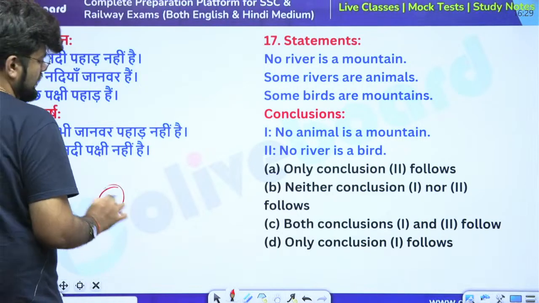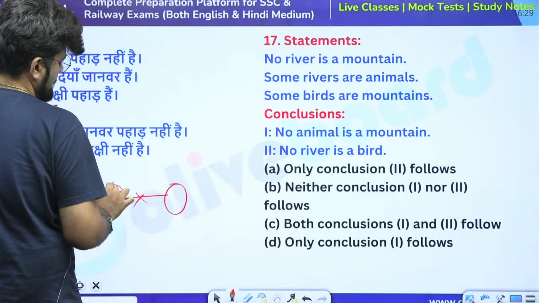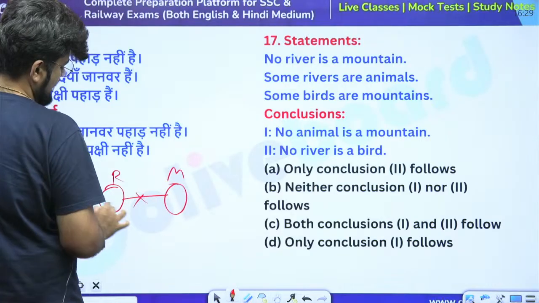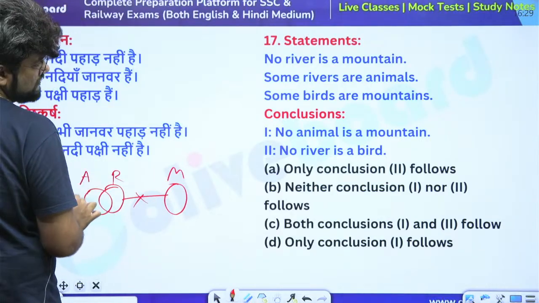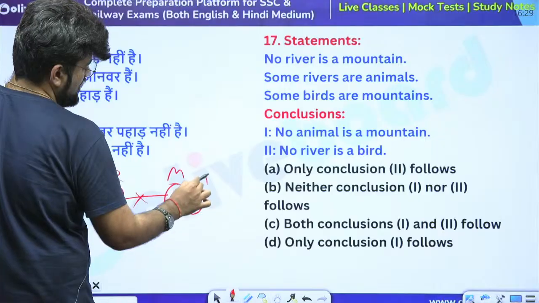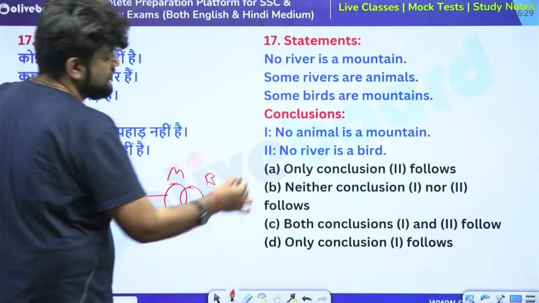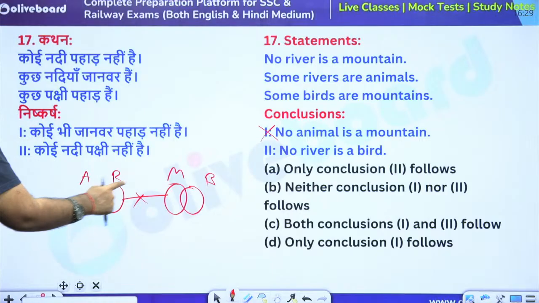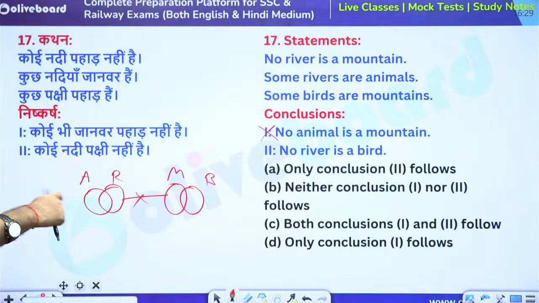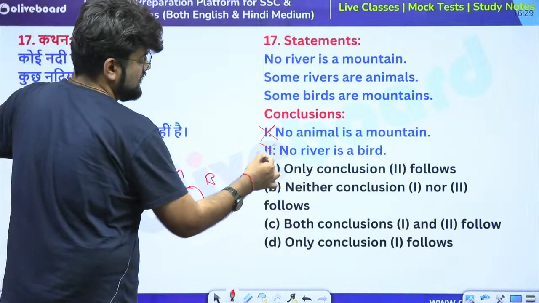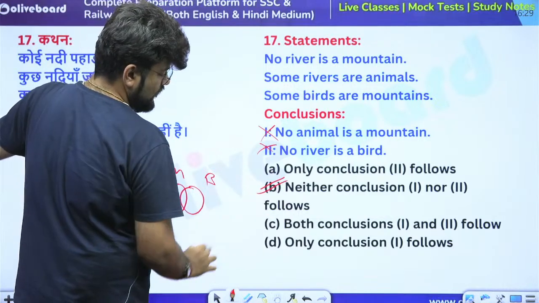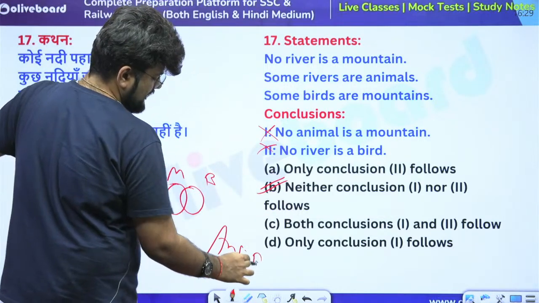So no river is a mountain. Some rivers are animals. Some birds are mountains. No animal is a mountain. Can't say that. Some animal is not a mountain is true. Some bird is not a river is true. But we can't say no animal, and no river is a bird. Again, we can't say that. So neither conclusion 1 nor 2 follows. Option B is the correct answer. Simple.